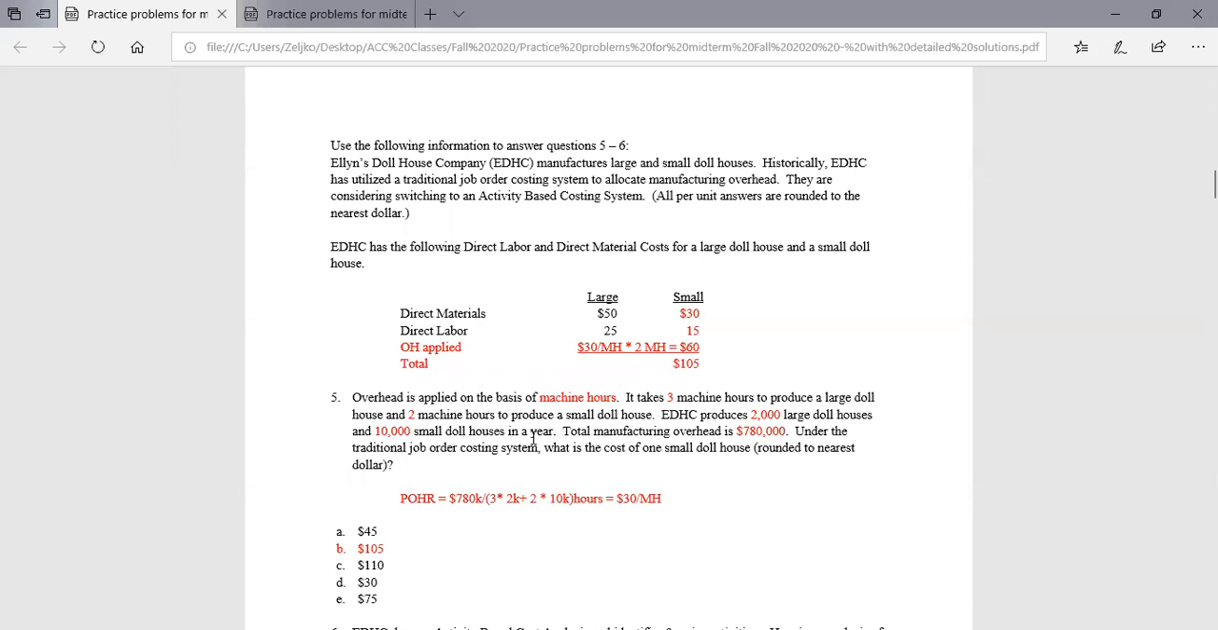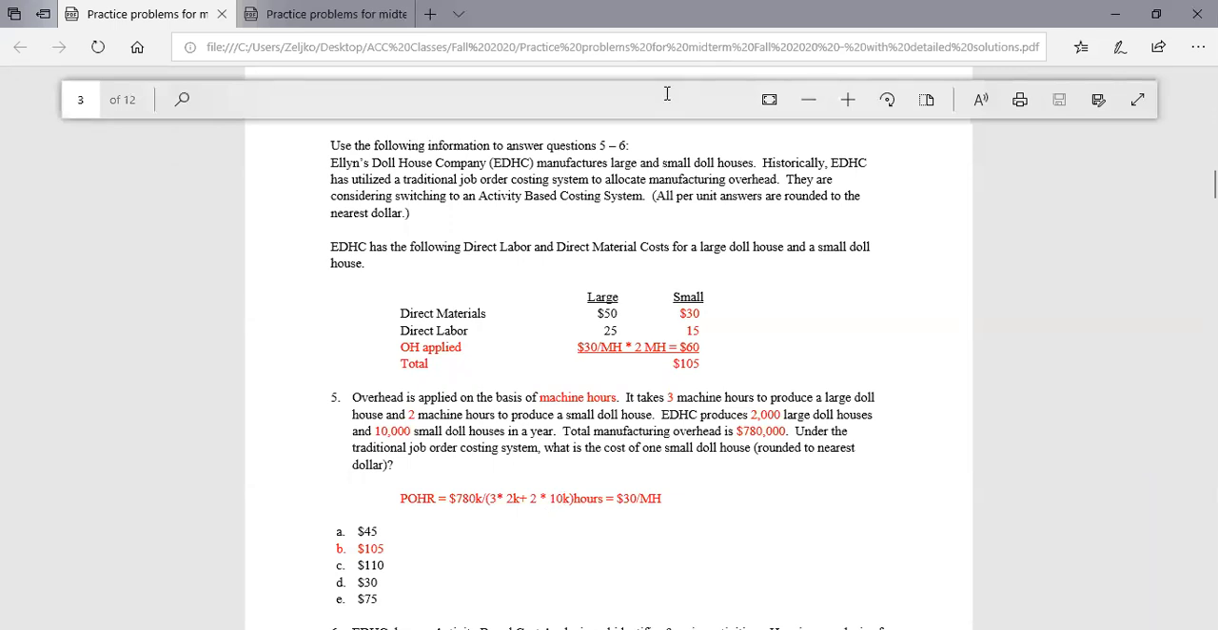We are not given the number of machine hours directly, but we are told that a large dollhouse uses 3 hours and a small dollhouse uses 2 hours. And they produce 2,000 large and 10,000 small dollhouses a year. So you have to calculate it: 3 times 2,000 is 6,000, and 2 times 10,000 is 20,000. 20 plus 6 is 26,000 machine hours. So you divide 780,000 by 26,000 hours, and you get $30 per machine hour. That's the rate both dollhouses use.